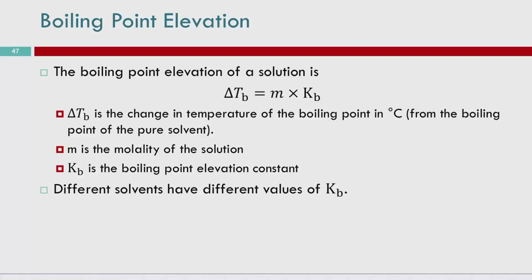Boiling point elevation has this formula. Delta TB, where the delta is change and the B is for boiling, the T is for temperature, equals m, molality, times Kb. Kb is the boiling point elevation constant, K for constant. Different solvents have different values of Kb, and you will be given Kb if you need it.